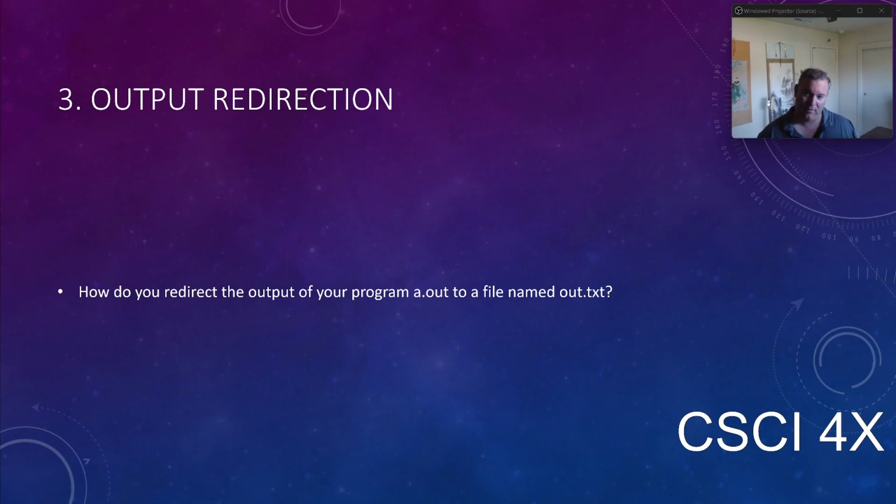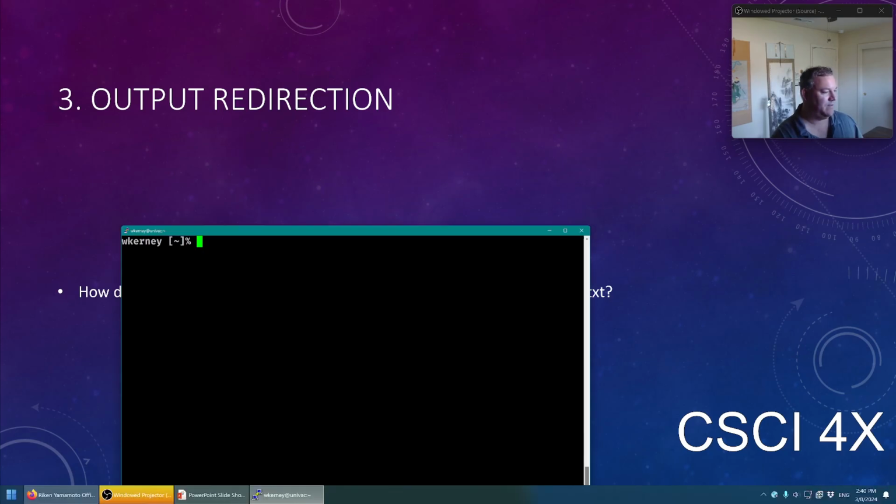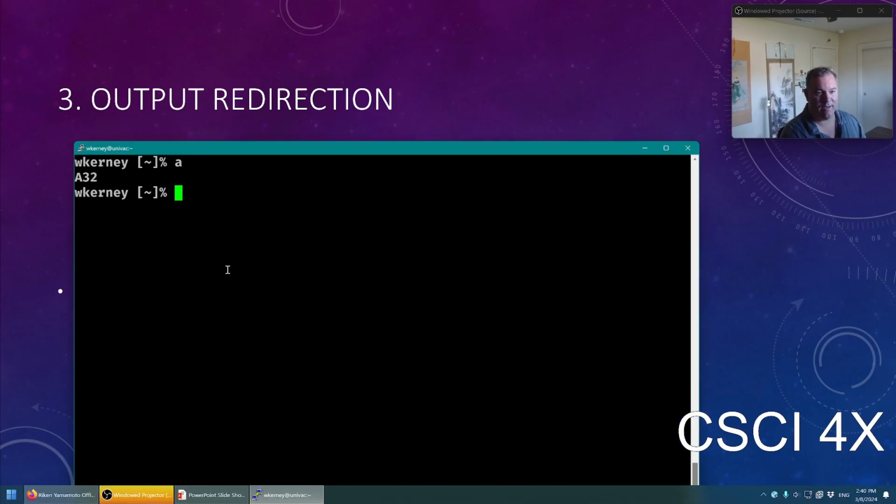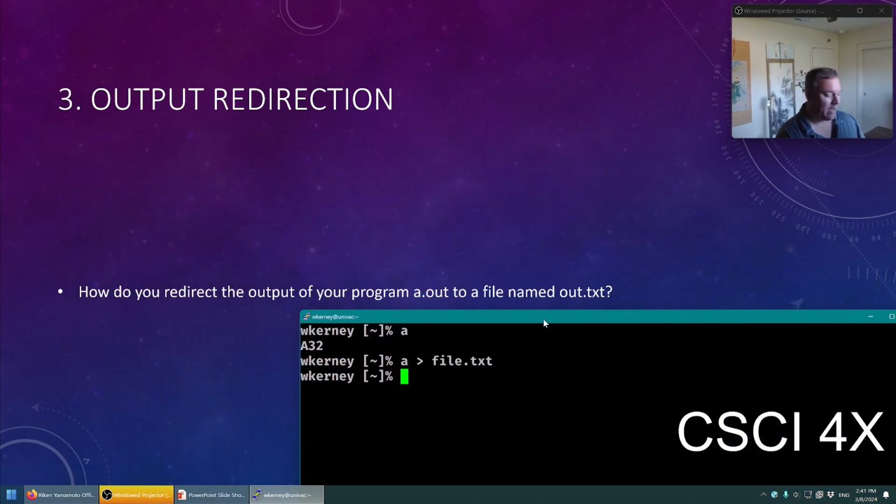So text me, please, how do you have the output of a program go to a file named out.txt rather than to the screen? All right, so this is a really useful thing in Unix. If you run a program, say it's printing to the screen, whatever that's doing, we're going to redirect it into file.txt like that. Or out.txt.